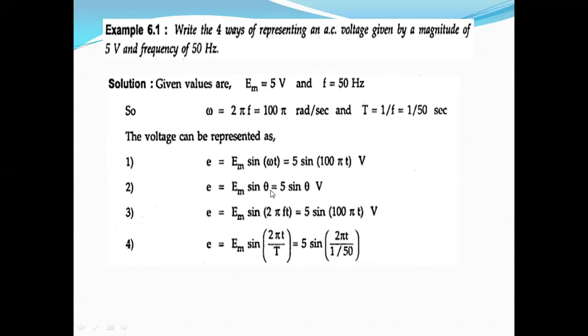Similarly, E is equal to Em sin theta, that is 5 sin theta volts. E is equal to Em sin 2 pi ft, so 5 sin 100 pi t. Then E is equal to Em sin 2 pi t by T. It can be represented in this way, where 1 upon T is equal to 1 upon 50. In this way, we can represent the given alternating voltage in four different ways.